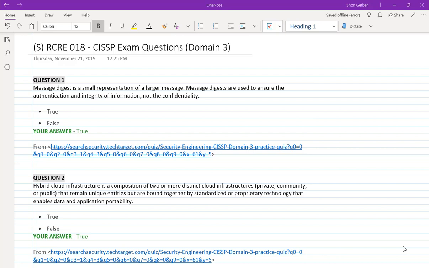Message digests are a small representation of the larger message, but they do deal with authentication and integrity of the information, i.e. to make sure that it hasn't been tampered with, but they do not determine the confidentiality of the information.